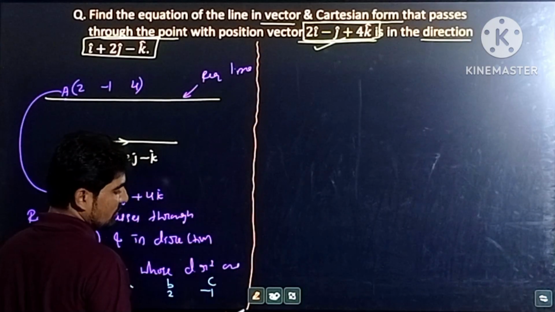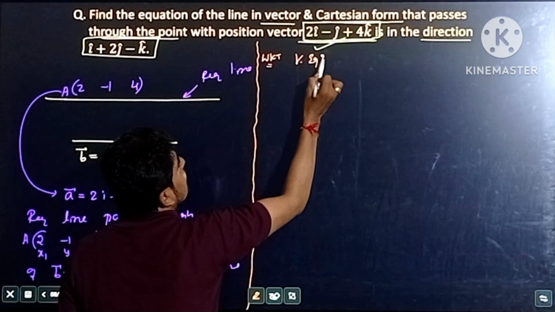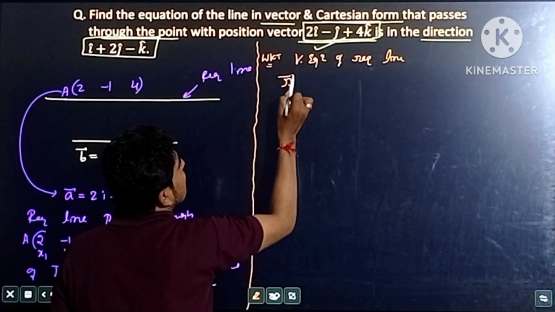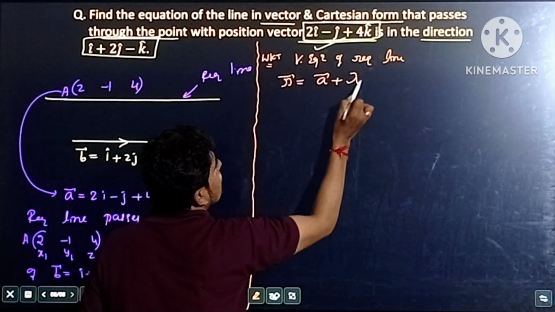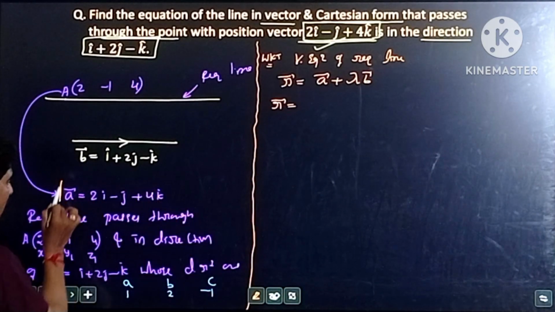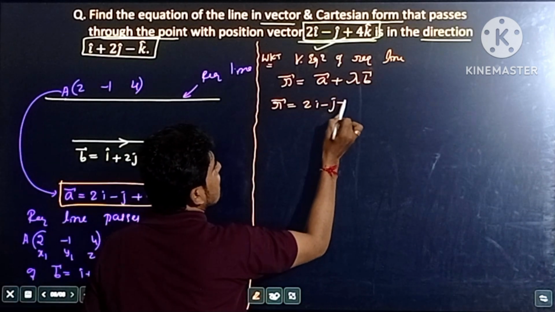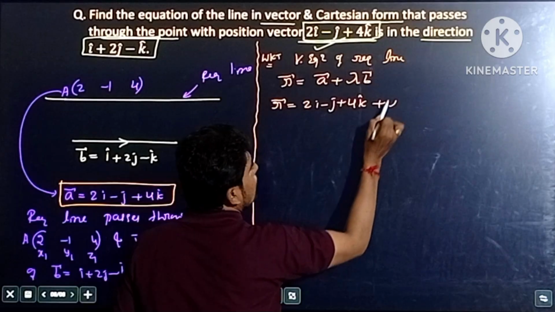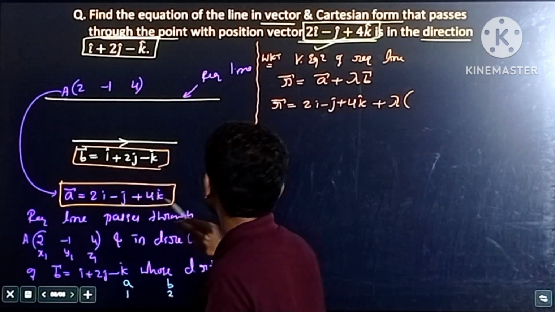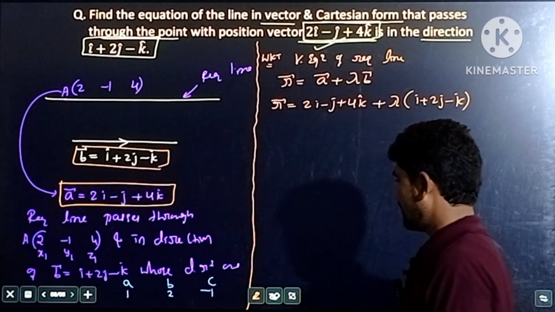So first thing, we know that the vector equation of the required line is R vector is equal to A vector plus lambda times B vector. Therefore, R vector is equal to 2i minus j plus 4k, plus lambda times B vector, where B vector is i plus 2j minus k. I hope all of you are understanding.